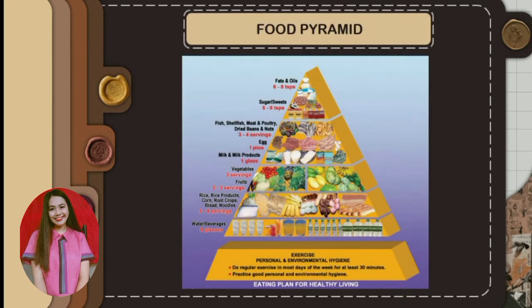Next is the food pyramid. The Philippines uses the Daily Nutritional Guide pyramid and has developed pyramids for different population groups. The pyramid is divided into levels of recommended consumption. Messages about exercise and personal and environmental hygiene serve as support messages for the pyramid.